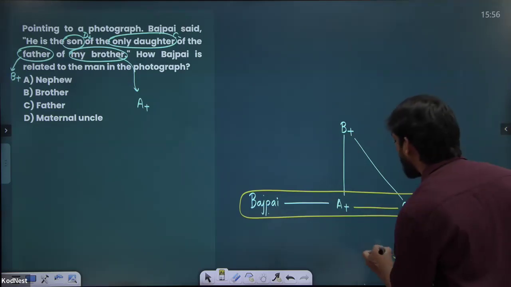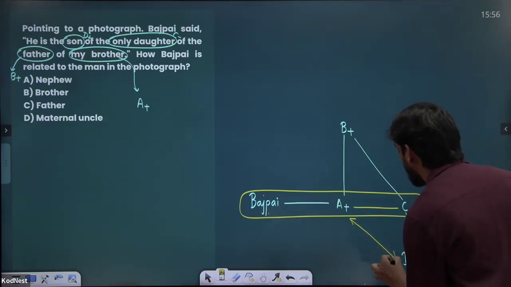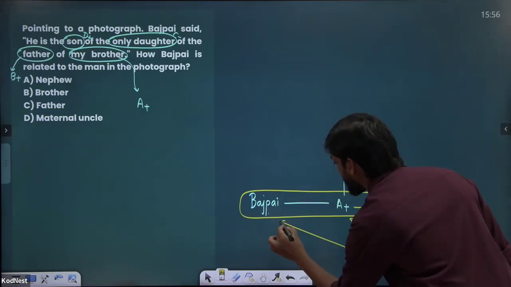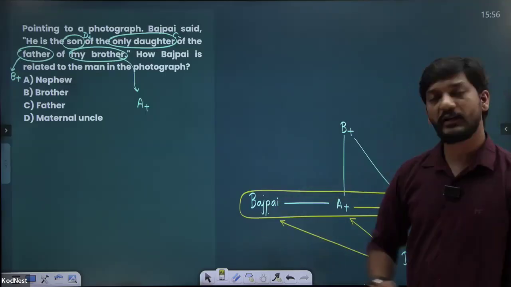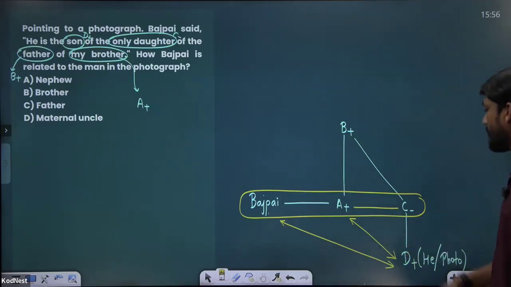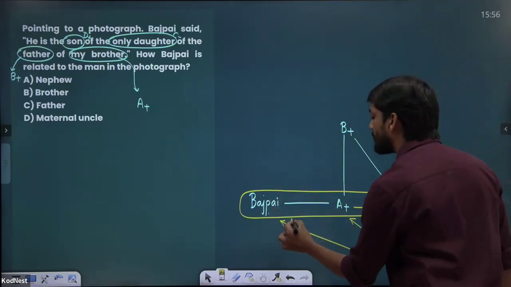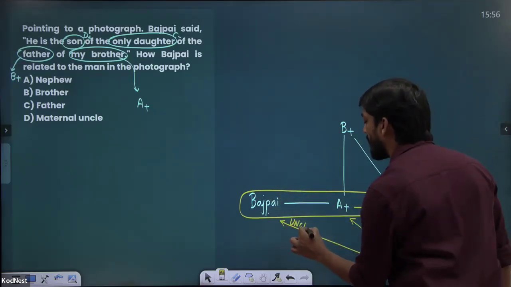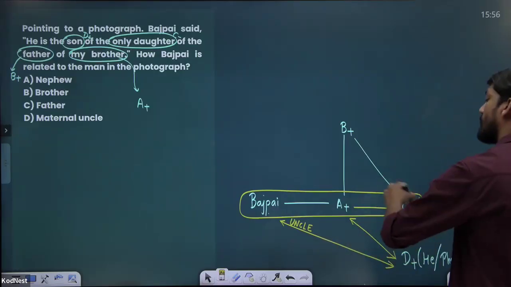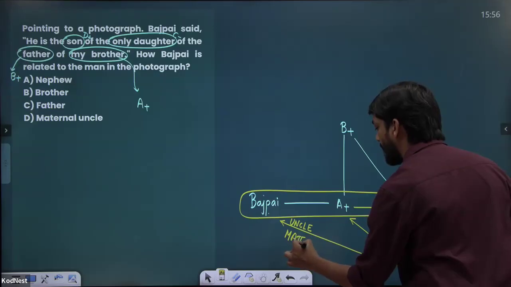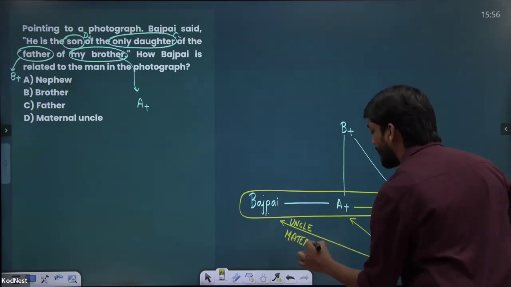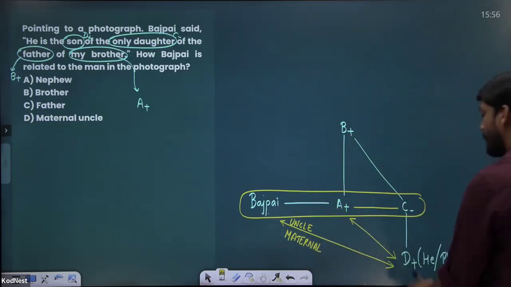So uncle relation means arrow symbol. Bajpayee will be the uncle. Don't say D will be the uncle. Bajpayee will be the uncle. Uncle from the mother side, so maternal uncle.